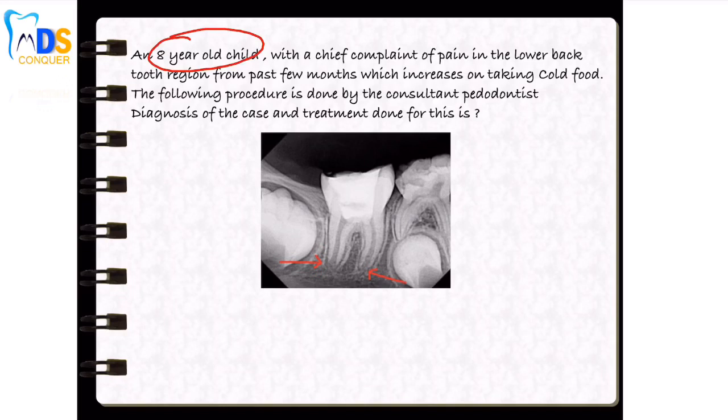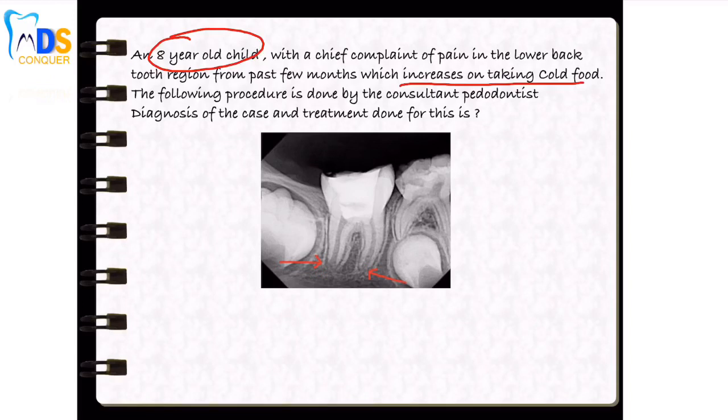So here is an 8-year-old child with a chief complaint of pain in the lower back tooth region for a few months, which increases on taking cold food. Cold food is increasing the pain, so it is something related to pulpitis. It is not clearly given whether it is reversible or irreversible pulpitis, but in most situations it may be irreversible pulpitis, because the pain is increasing upon taking cold food. The following procedure is done by the consultant pedodontist. They have given a photograph or a radiograph showing that this procedure has been done, and asking what this treatment is.